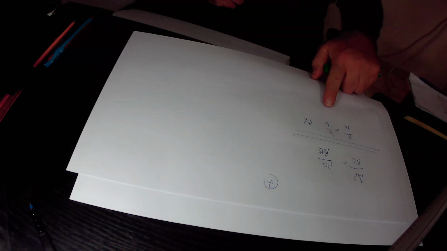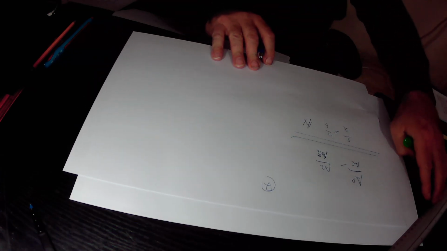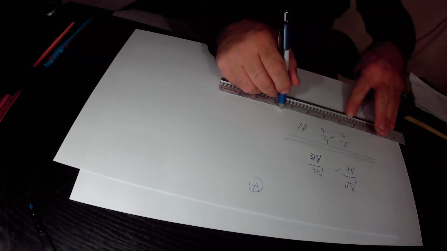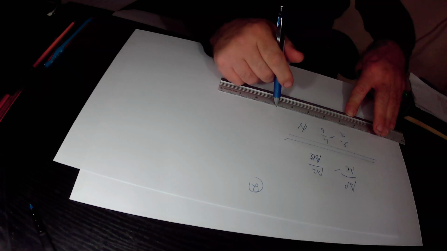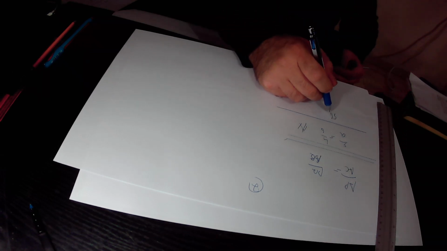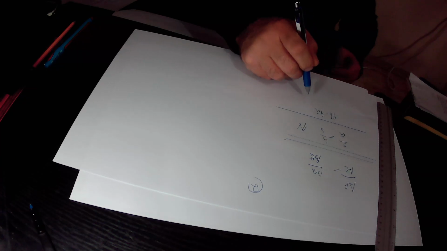So here we first multiply this equation, and finally get that 5B equals 4A.